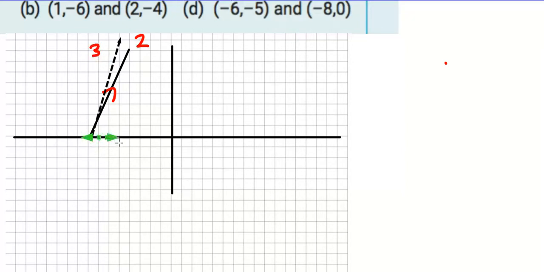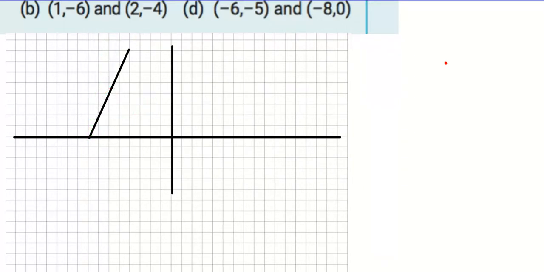Where do you think a slope of a half would be? 2 across, 1 up, 2 across, 1 up, 2 across, 1 up. And that would be a slope of a half. Everybody got it? The steeper the slope, the bigger the number. And a slope of 10, for argument's sake, pretty much looks straight up, doesn't it? Okay, now we've established that.